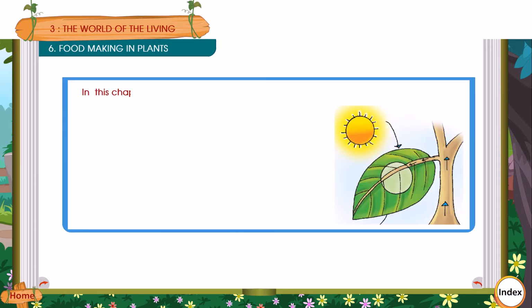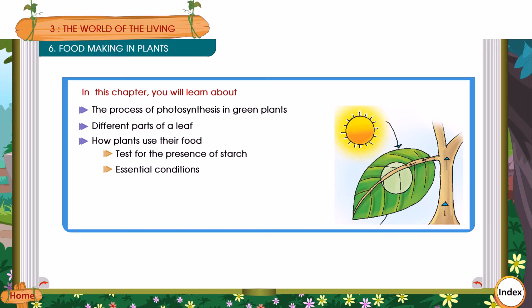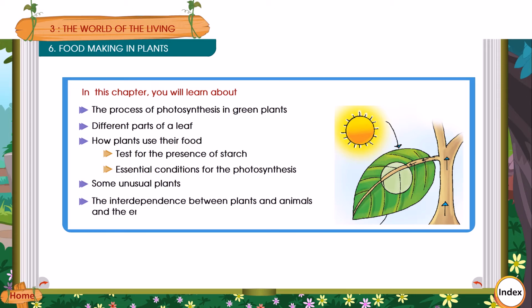In this chapter, you will learn about the process of photosynthesis in green plants, different parts of a leaf, how plants use their food, test for the presence of starch, essential conditions for photosynthesis, some unusual plants, the interdependence between plants and animals, and the energy flow between them.